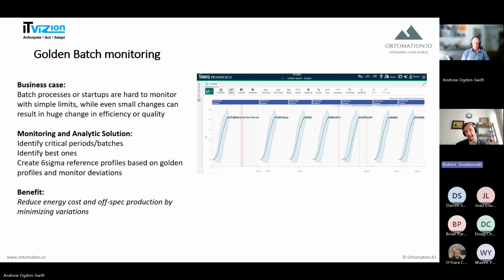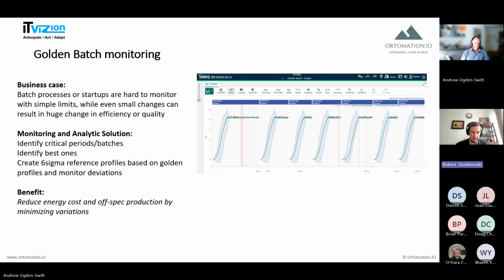And based on these example batches, we are creating Six Sigma reference profiles. What does that mean? Practically, we are going through a batch, and at every minute, for example, we are telling that at the 6th minute, the temperature has to be between this and this numbers. At the 7th minute, this and this numbers. This creates a tunnel that you can see on the screen also.